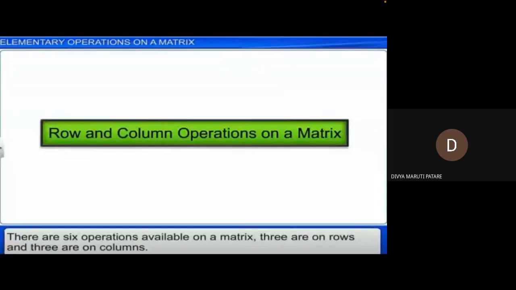Okay. So we call these elementary operations on a matrix, which will be helpful to us in different ways. Finding the inverse of the matrix also it helps. But how will the operations apply? Let us see here. There are six different operations available on a matrix. Three are on rows, three are on columns.